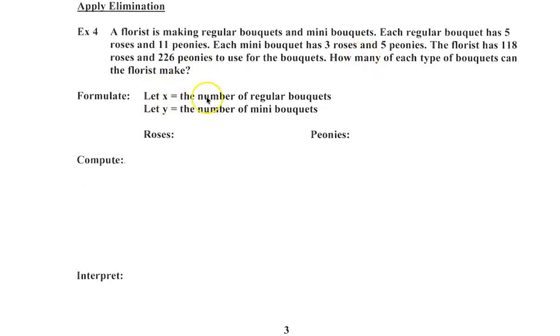So they tell us right here, let x be the number of regular bouquets and let y be the number of mini bouquets. With that in mind, let's try to make an equation for roses and an equation for peonies. So how do roses get used? Well, in the regular bouquet, which is x, we're using 5 of them. So it's going to be 5x plus how many do we use in the mini bouquets? We use 3 of them. So 3y, because y is the mini bouquets, for a total of 118. That's how many roses we have.